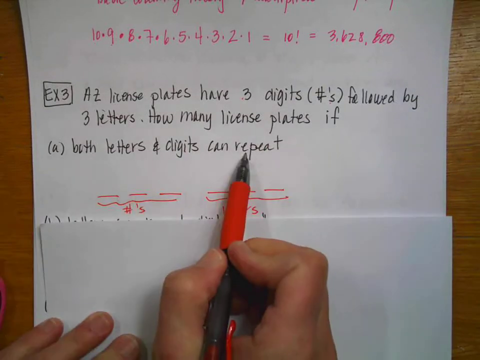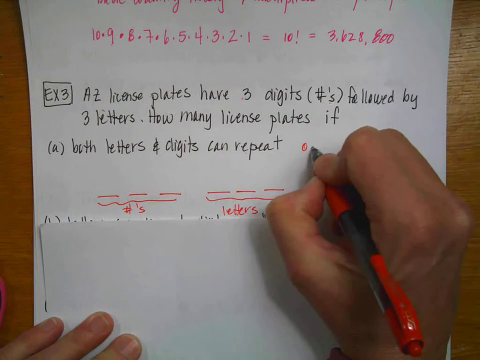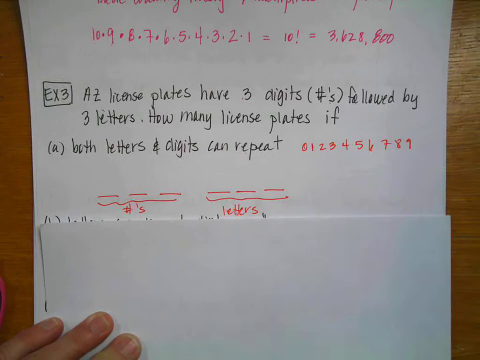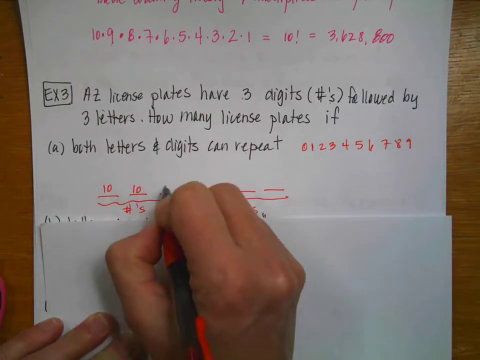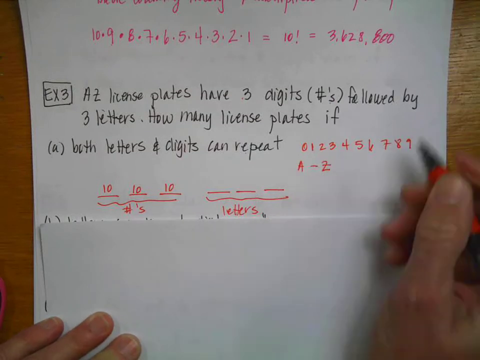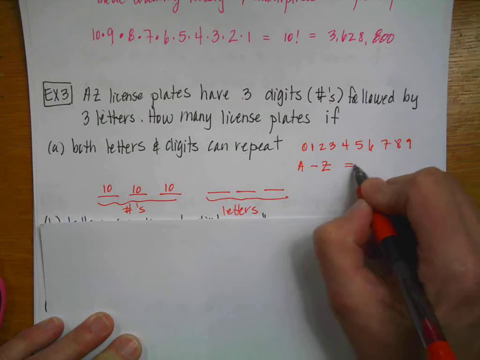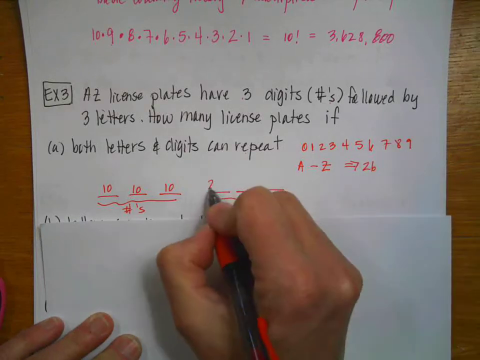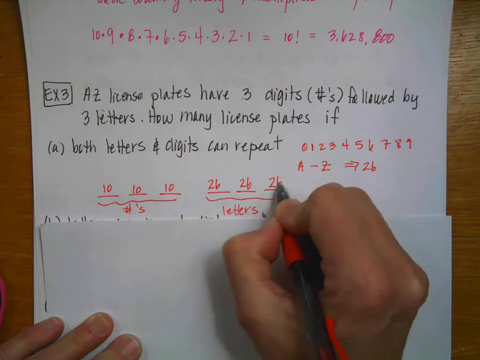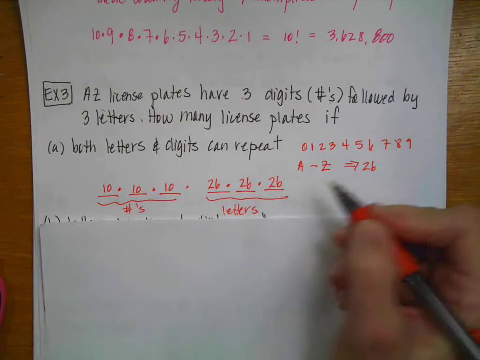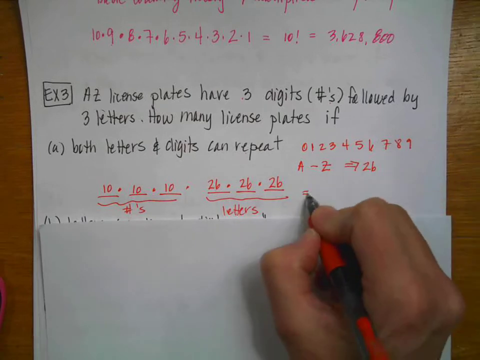Okay. So in the first one it says everything can repeat. So your numbers are 0, 1, 2, 3, 4, 5, 6, 7, 8, and 9. So there are 10 numbers. They can repeat, so that means I have 10, 10, and 10. And if I talk about my letters in the alphabet, and I go from A to Z, there are 26 letters in the alphabet. And since they can repeat, I have 26, 26, and 26. This is the multiplication principle, so all of those numbers are multiplied together.